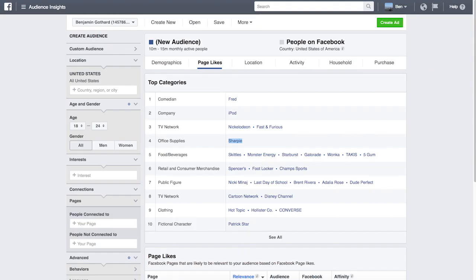You know that these people are big fans of Skittles, Monster, Starburst, Gatorade, Wonka, Takis, 5 Gum. You know that they go to Spencer's, Foot Locker, and Champ Sports. You know that they like Nicki Minaj. You know that they like Cartoon Network or the Disney Channel or Hot Topic or Hollywood. All this information is readily available to you on Facebook.